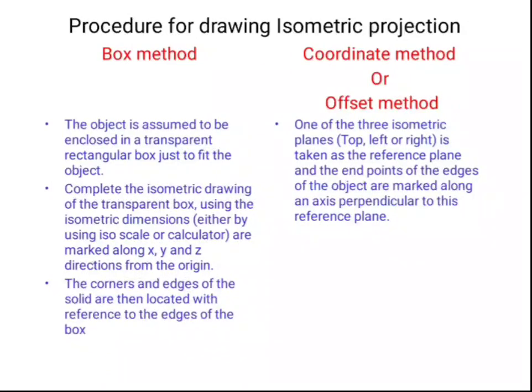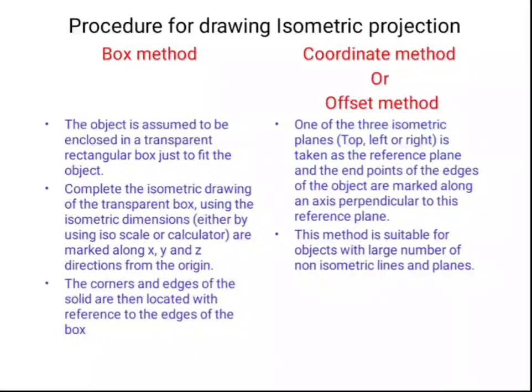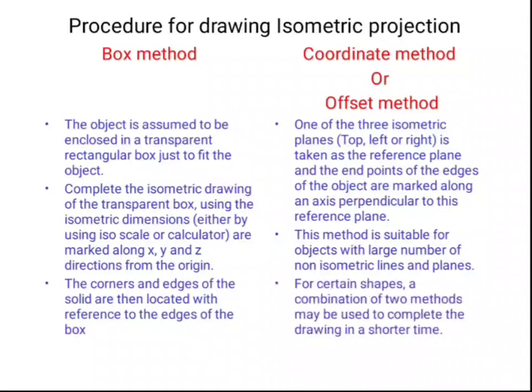While in the coordinate method or offset method, any one of the three isometric planes, namely the top plane or left plane or right plane, is taken as reference plane, and the end points of the edges of the object are marked along an axis perpendicular to this reference plane. This method is suitable for objects with large number of non-isometric lines and planes. For certain shapes, a combination of two methods may be used to complete the drawing in a shorter time.